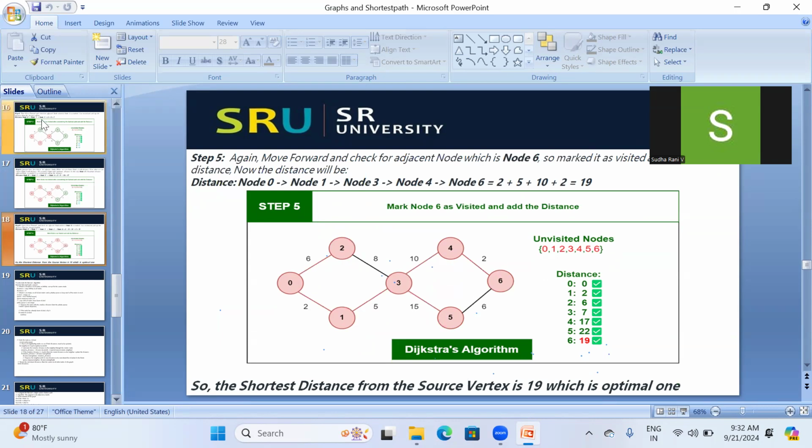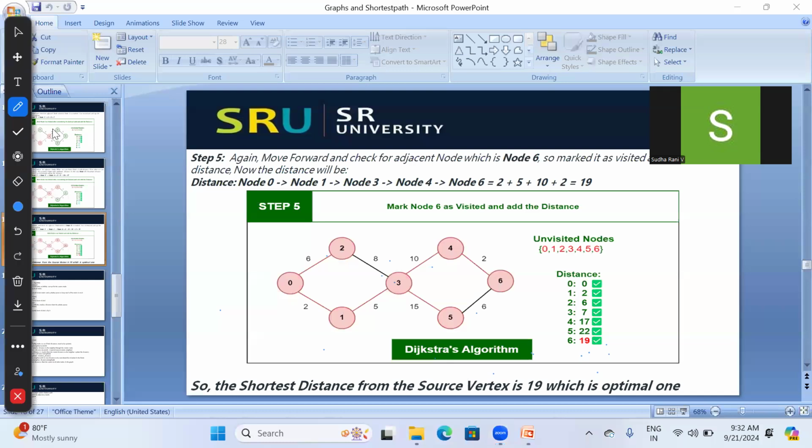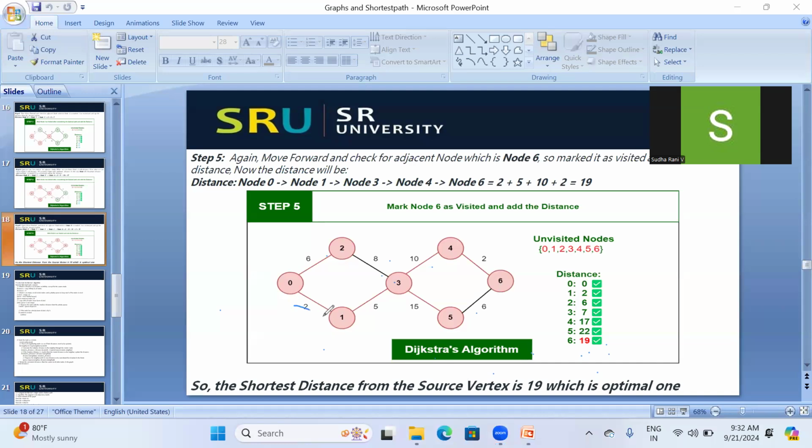Again, what we are having. We are having the first possibility: 0 to 1, 1 to 3, and 3 to 5. This is the first possibility. And the second possibility is again 0 to 2, 2 to 3, and 3 to 5. These are the possibilities we are having.